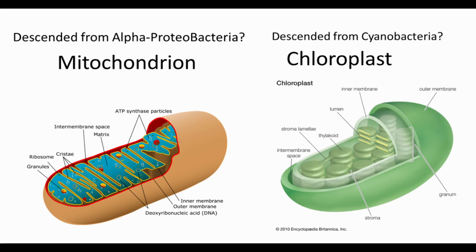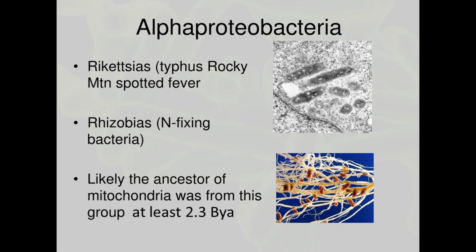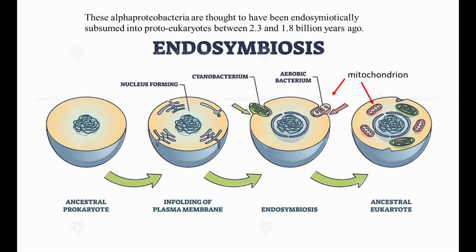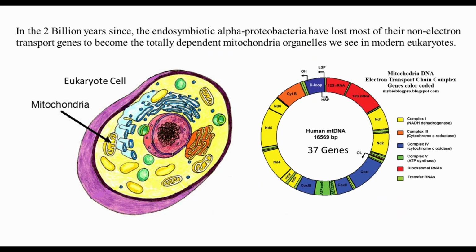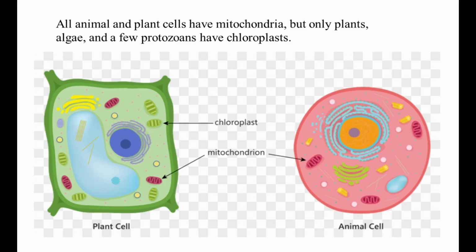Both chloroplasts and mitochondria were originally thought to be descended from independent living bacteria. The wild ancestors of mitochondria, the alpha proteobacteria, must have existed at least 2.3 billion years ago. These alpha proteobacteria are thought to have been endosymbiotically subsumed into proto-eukaryotes between 2.3 and 1.8 billion years ago. In the time since, the endosymbiotic alpha proteobacteria have lost most of their non-electron transport genes to become the totally dependent mitochondria organelles we see in modern eukaryotes.